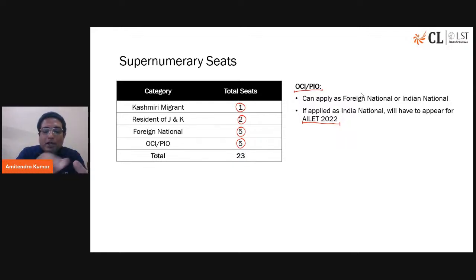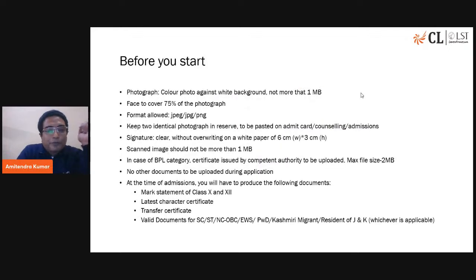But these supernumerary seats, ये intake के ऊपर होते हैं. So these are specific to certain categories of students. If they fulfill the criteria, they can be part of these supernumerary seats. They will be selected through this.